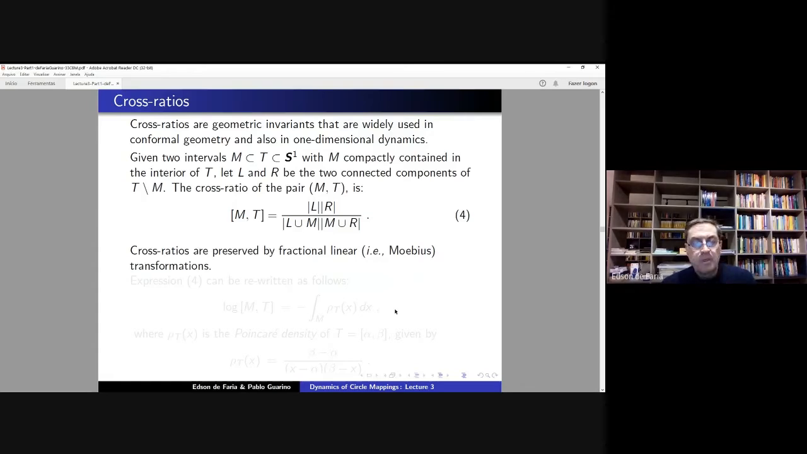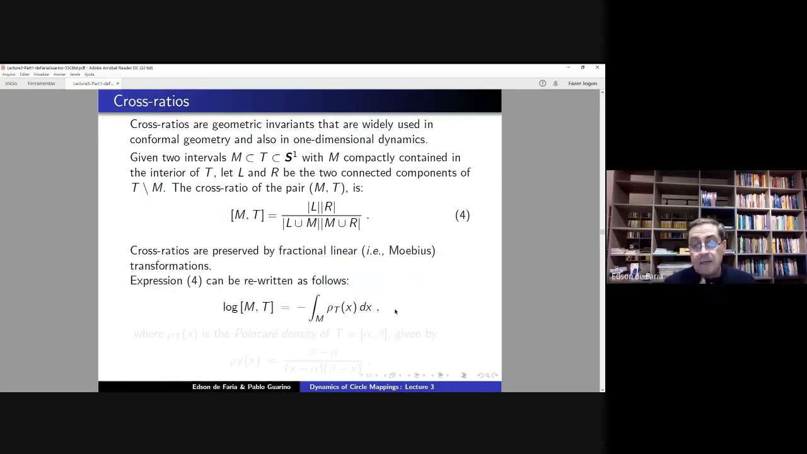What I'm saying is that if you're on the Riemann sphere and you have 4 points, say z1, z2, z3, z4, you can consider expressions such as z1 minus z2 times z3 minus z4, divided by z1 minus z3 times z2 minus z4. So there's like a crossing, and this is why this is called a cross ratio. Anyway, the important thing is that cross ratios are preserved under Möbius transformations. So they are conformal invariants.